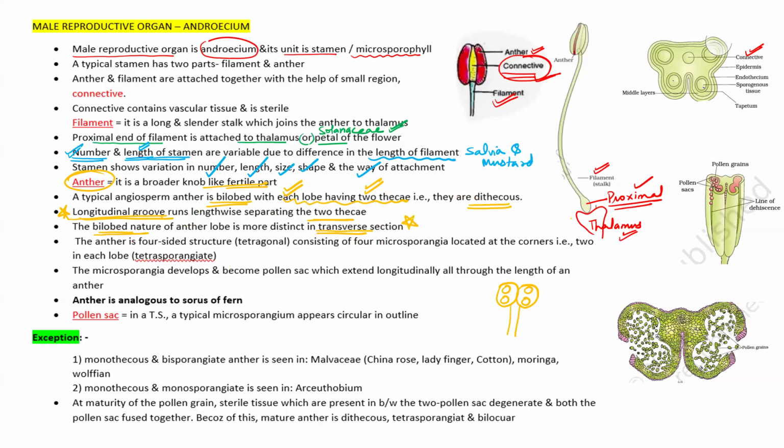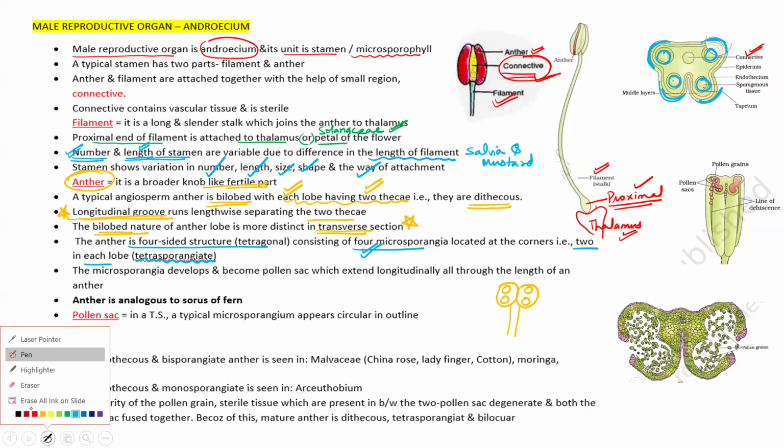Now, the anther is a four-sided organ. Come back to the diagram and see it carefully. You will find it has four corners. It is a four-sided structure; we say it is tetragonal, and in each lobe two pollen sacs, meaning microsporangia, are present. So the anther is four-sided, consisting of a total of four microsporangia, two in each lobe. We say it is tetrasporangiate.